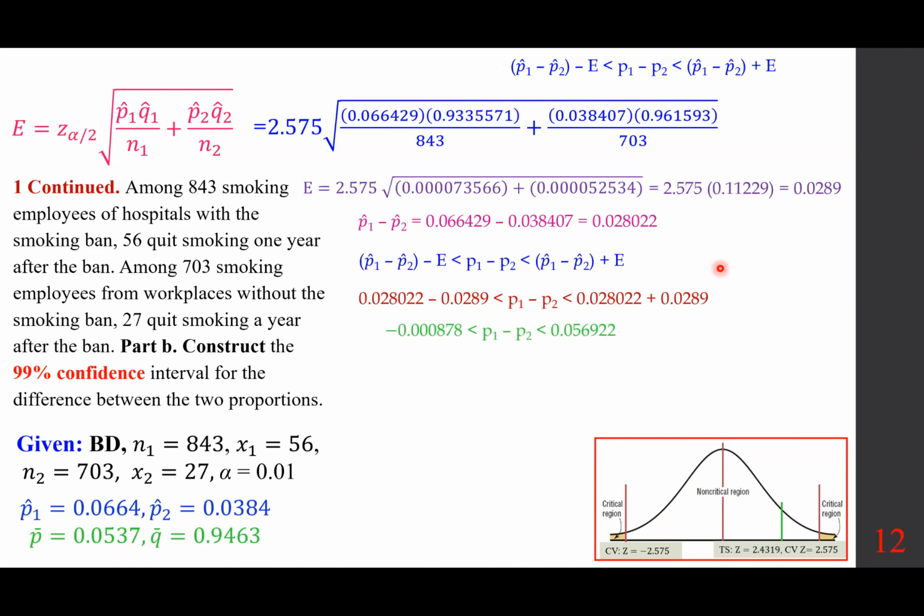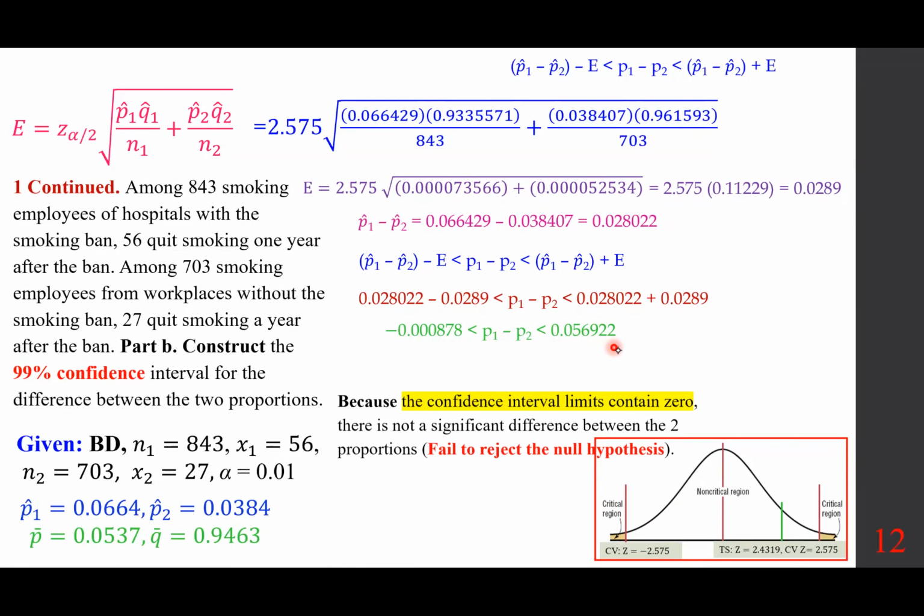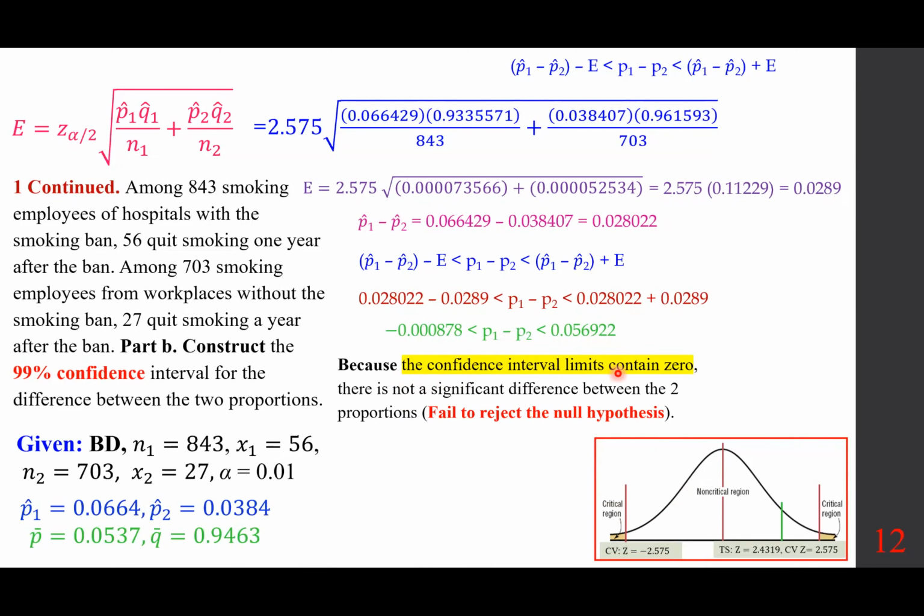And the result is a negative number, no matter how small it is, to a positive number, no matter how small it is. So if you were to make a decision based on confidence interval, you would say, because the confidence interval limits contain 0, there is not a significant difference between the two proportions. Fail to reject the null hypothesis. We will get to the same decision.